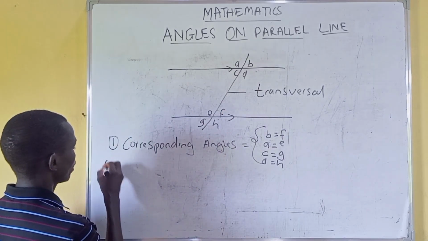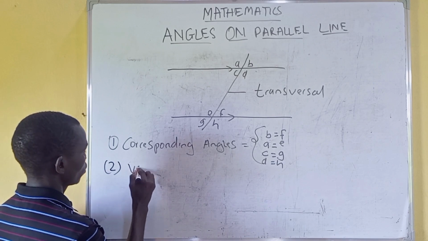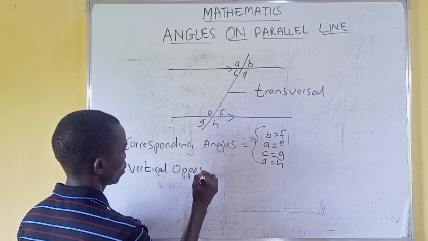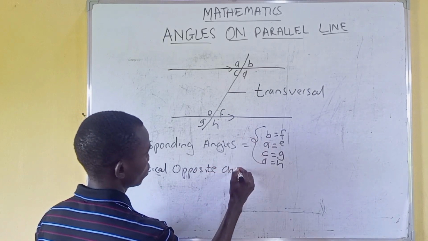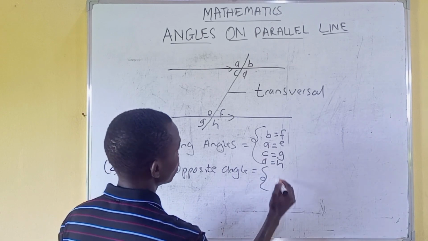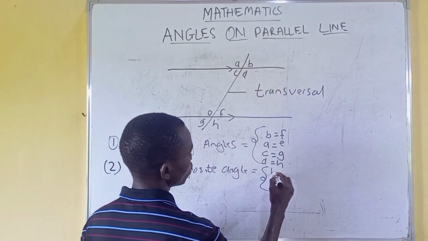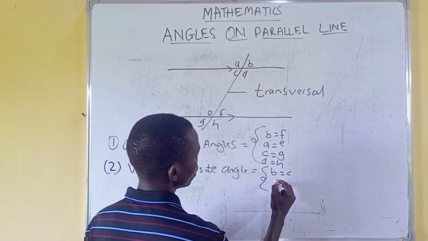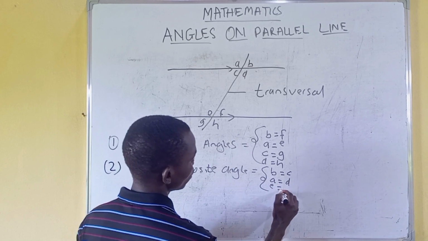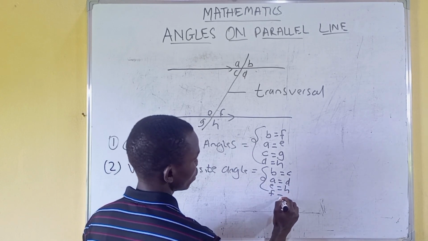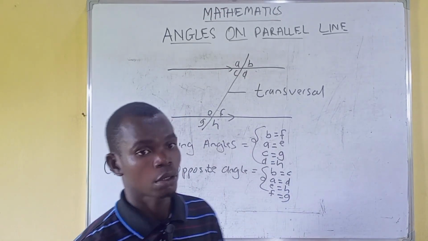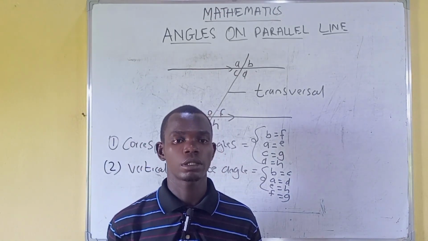If we are to bring out vertically opposite angles, we have B is equal to C, A is equal to D, E is equal to H, and F is equal to G. Let's consider the third one, which is alternate angles.